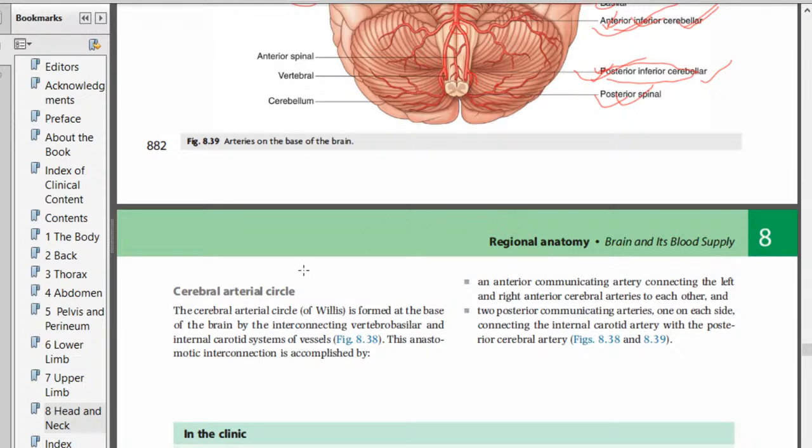Okay, cerebral arterial circle. The cerebral arterial circle is also known as the circle of Willis. It is found at the base of the brain, interconnecting the vertebral-basilar and internal carotid system vessels. The anastomotic connection is accomplished by the anterior communicating artery, connecting the left and right anterior cerebral arteries.